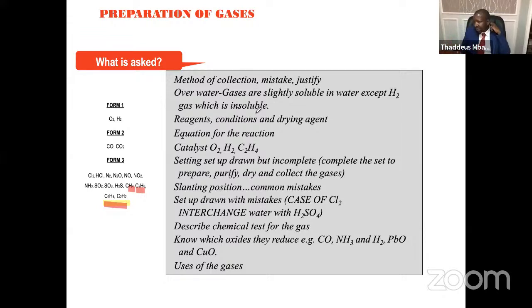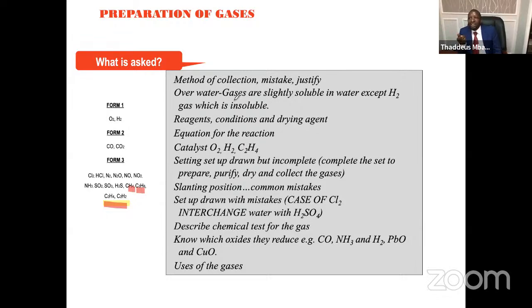Many students were telling us the flask is not slanting. Remember, we talk about slanting downwards. But remember, the mistake was the flask was slanting upwards. The flask was drawn slanting upward. That was a mistake. Then you are told to give a reason. Then you tell us the water formed will flow back and break the flask.